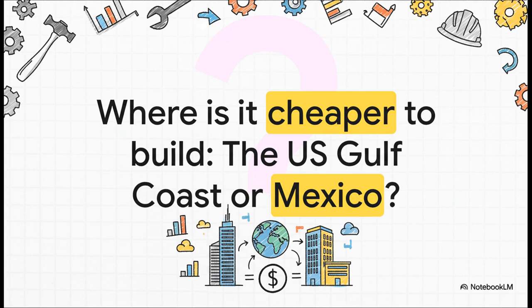This is a classic challenge. I mean, this is the kind of stuff that keeps executives up at night, because getting it wrong can cost a company hundreds of millions of dollars. So to make this real, let's use an example from our source material. A company wants to build a new chemical plant. They know exactly what it'll cost on the U.S. Gulf Coast. But what about building that very same plant down in Tampico, Mexico?